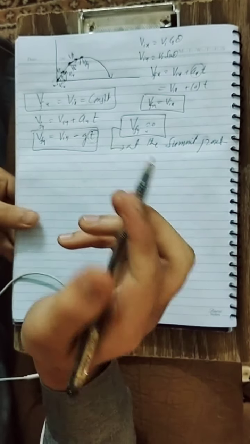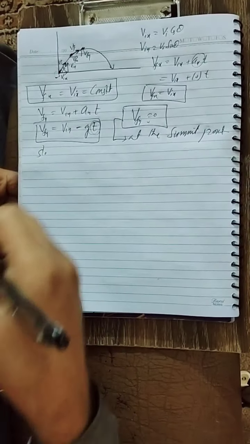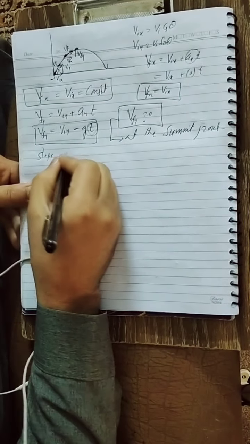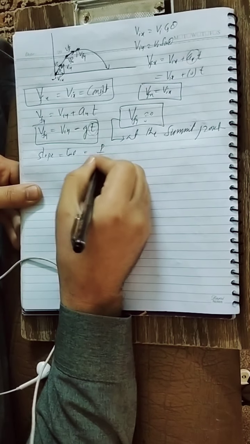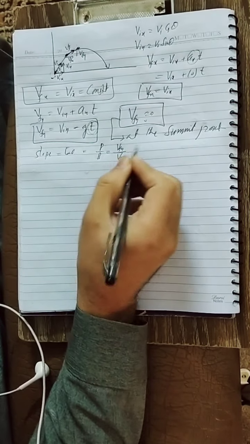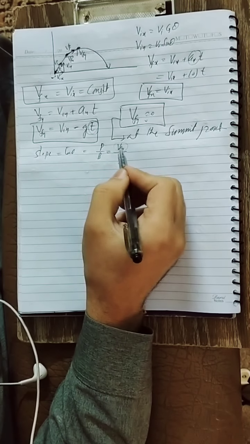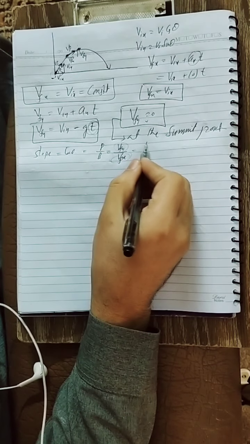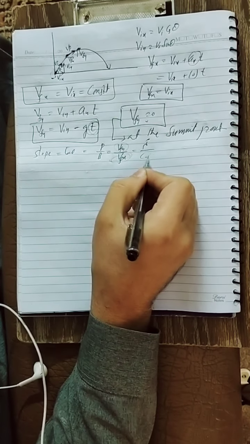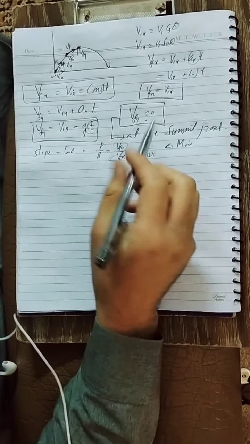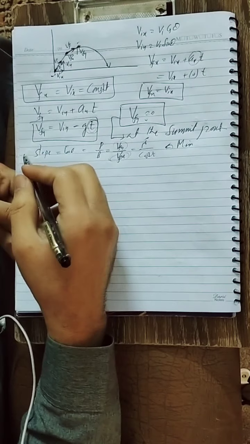Okay. If I talk about the slope, slope means tangent theta, or perpendicular by base. So perpendicular is VFY and base is VFX. So remember, VFY is going to decrease and VFX is constant. So the ratio will be minimum. If the body is moving up, the slope will be decreasing, and if the body is moving down, the slope will be increasing.